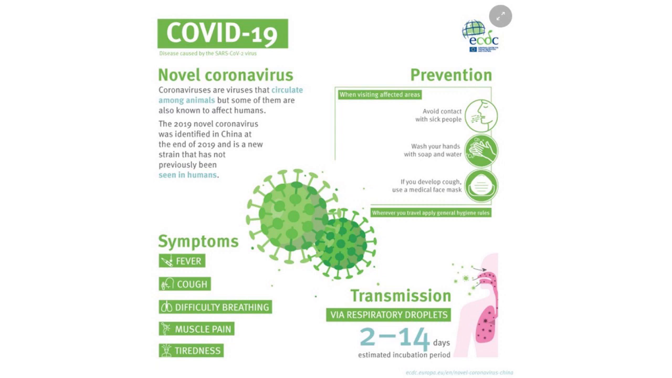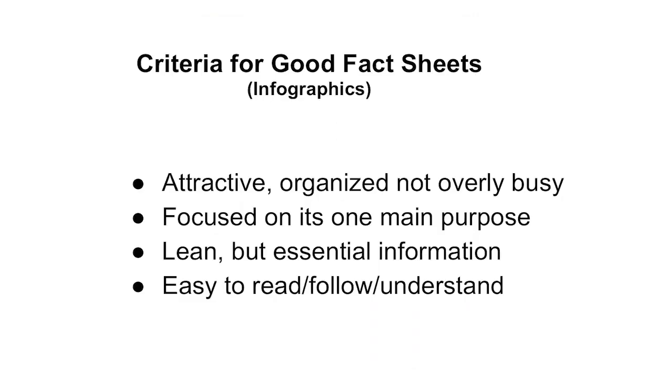So if your students can produce something with these 4 qualities about a topic within your course, they must really know their stuff. So here are the criteria for good fact sheets. They're attractive, organized, not overly busy. They're focused on one main purpose. They are lean, but they contain the essential information, not too much information. They're easy to read, follow, and understand.